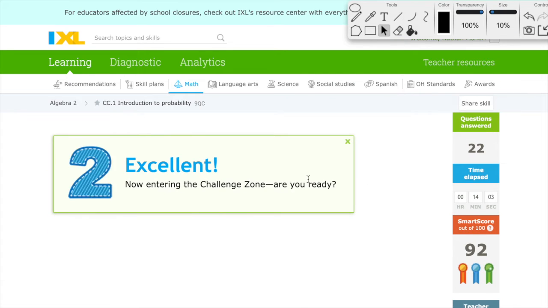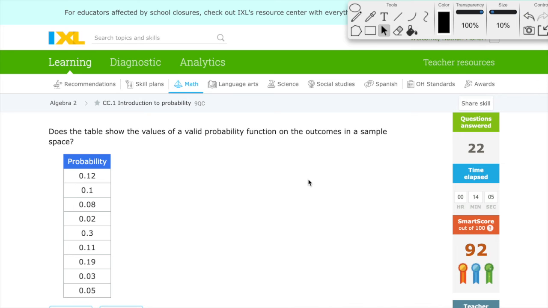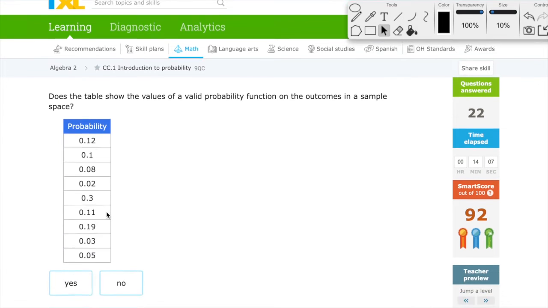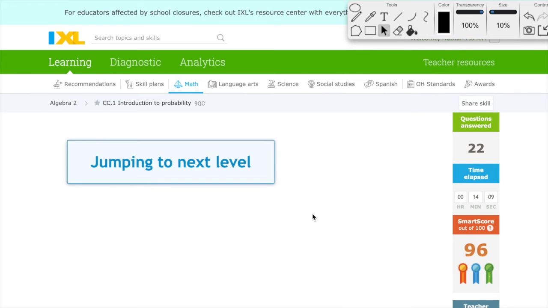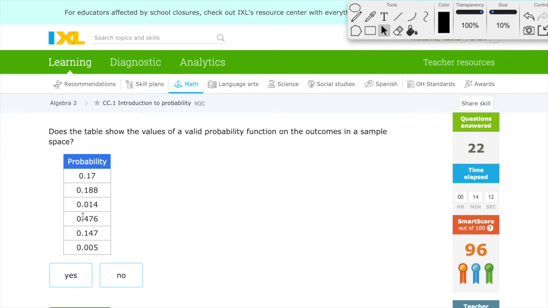Anything else for us? Let's look at the challenge zone for a second. Okay, same thing except just more decimals. And eventually they go into like 3 digits. So same kind of idea. Let's move on to, this was CC1. Let's move on to CC.2.